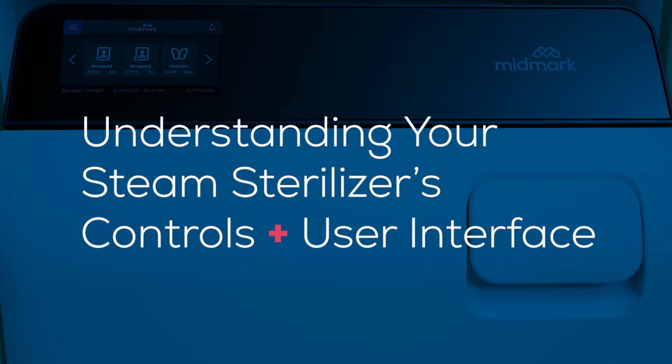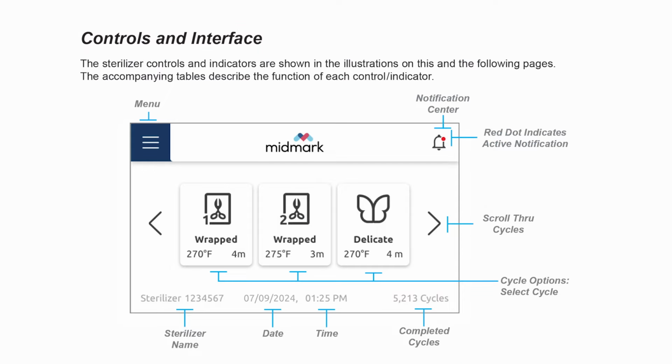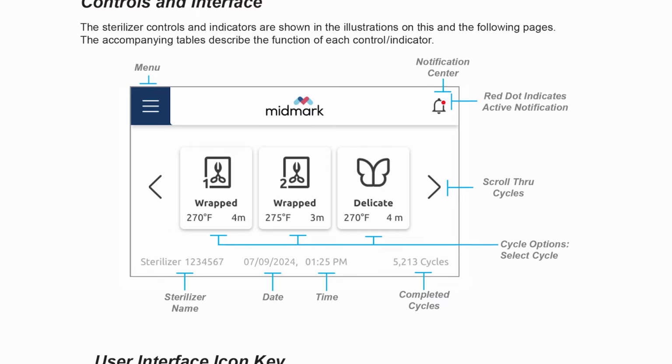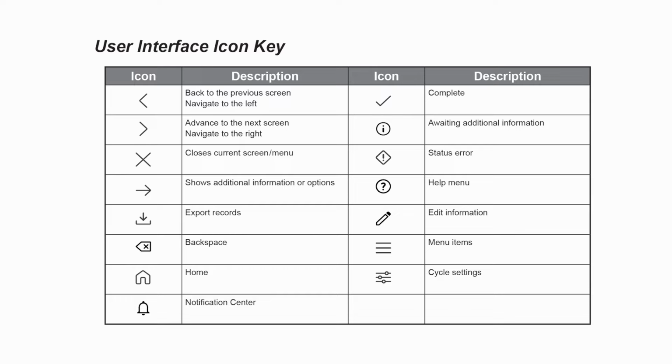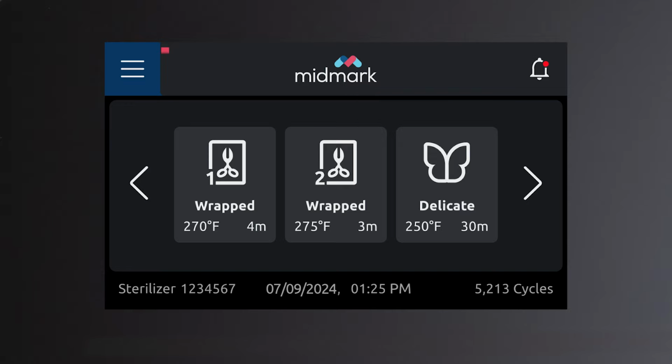Understanding your steam sterilizer's controls and user interface. The sterilizer controls and indicators shown in this and the following illustrations and tables describe the function of each control and indicator. The menu icon in the top left corner of the screen provides access to all menu items. The notification center icon is located in the top right corner of the screen. A red dot indicates you have an active notification.